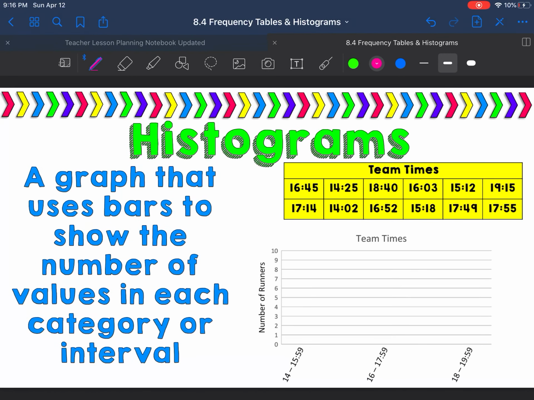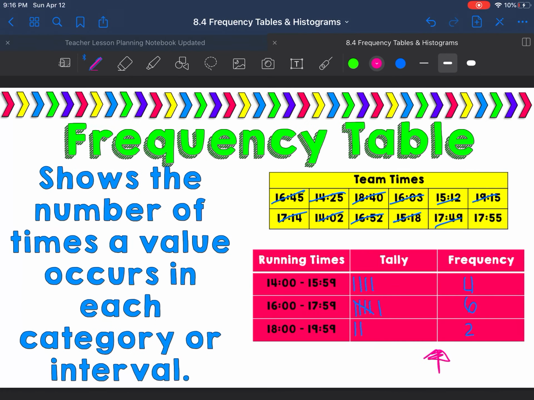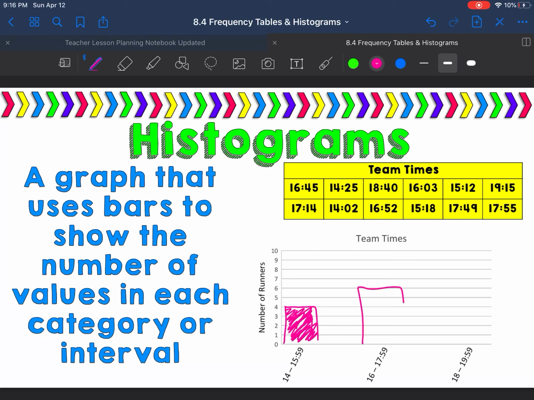So let's come here. My 14 to 15:59, I had 4 total runners. So that means I'm going to come up here to 4, and I'm going to just draw a bar. I'm going to kind of do my best to color it in. When you color it in, you don't need to color the whole thing. Just kind of shade it so we know. Now my 16 minutes to 17:59, I had 6 total runners. So I'm going to come up here to 6 and draw my bar graph.